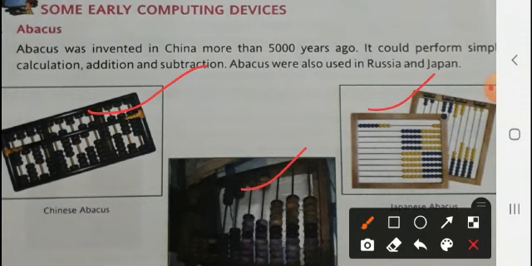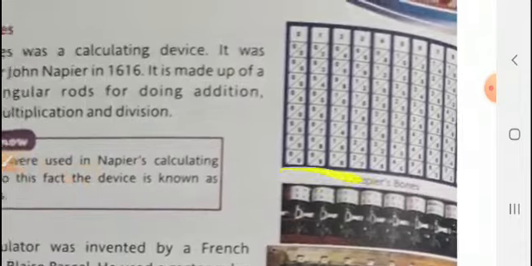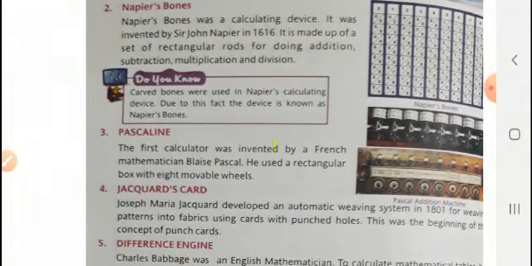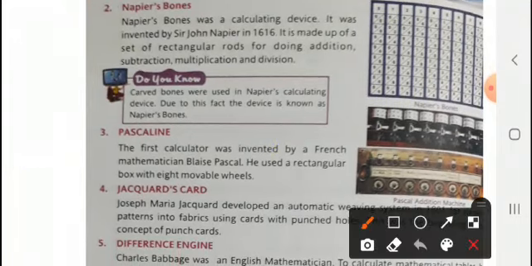Then the second one is Napier's bones. You can see in the picture here. Napier's bones was a calculating device. It was invented by Sir John Napier in 1616. You have to learn the dates also. In the videos I have explained earlier also, dates are very necessary. It is made up of a set of rectangular rods for doing addition, subtraction, multiplication and division. So the abacus was used only for addition and subtraction, whereas Napier's bones includes multiplication and division also.